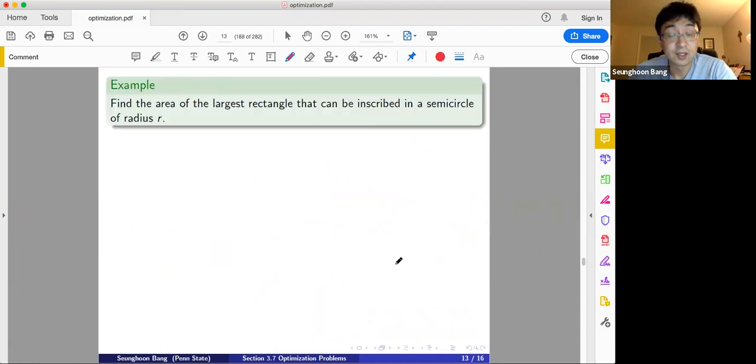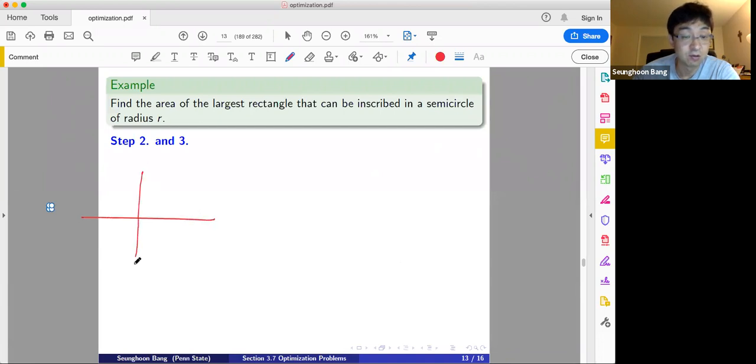Next example is: find the area of the largest rectangle that can be inscribed in a semicircle of radius r, right? Find the area of the largest rectangle that can be inscribed in a semicircle of radius r. So how can you solve this problem? Same. You can use step 2 and step 3. You can draw a diagram.